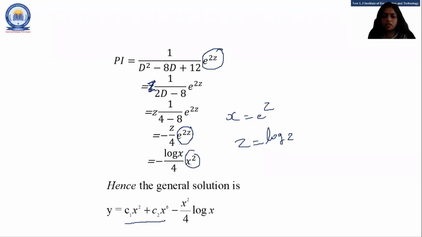C1 x square plus C2 x raised to 6 minus pi x square by 4 into log x. Got it? So again, in this Euler-Cauchy equation, we just find the complementary function and particular integral, and that is the solution.